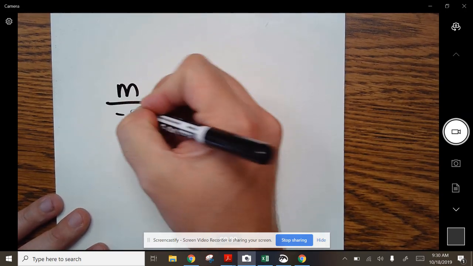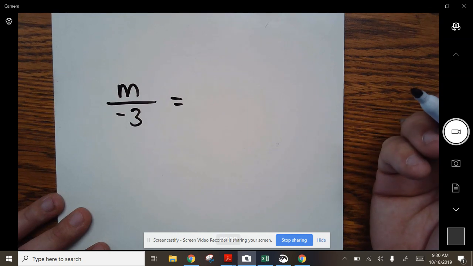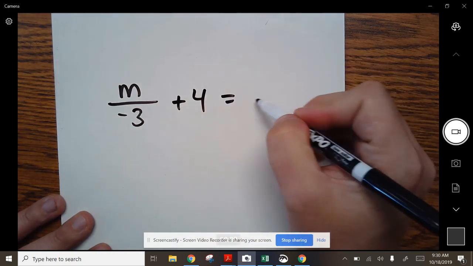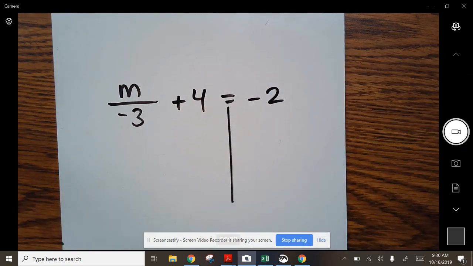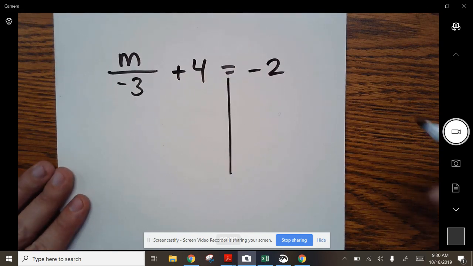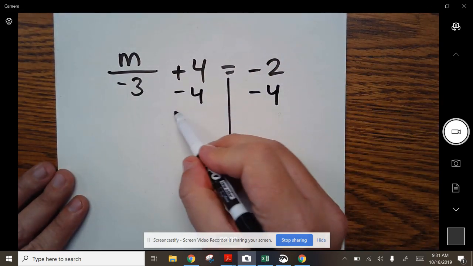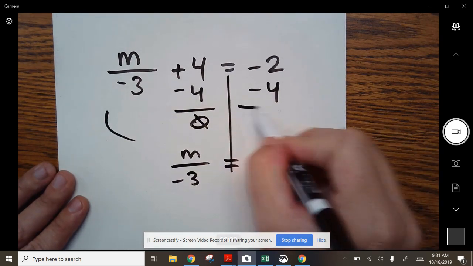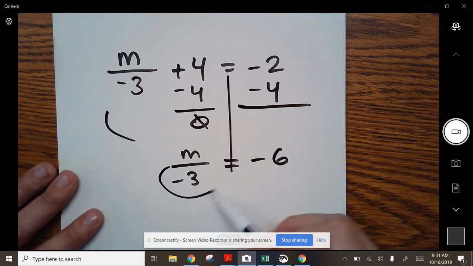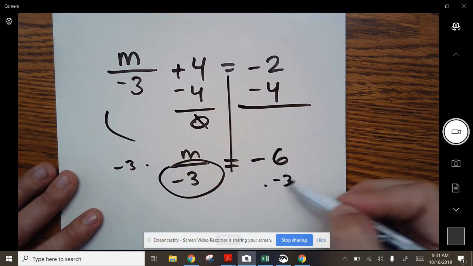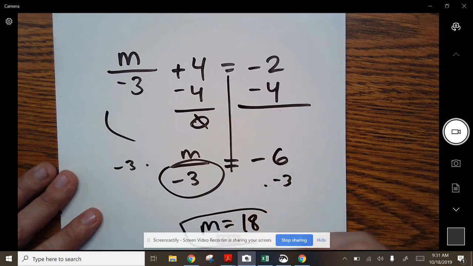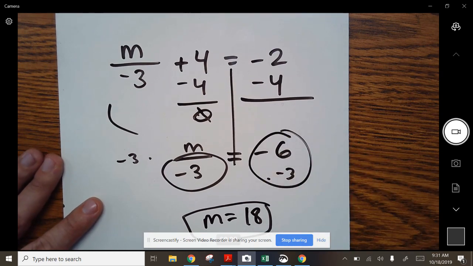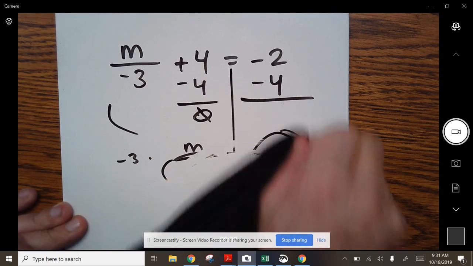If I do m over negative 3, actually forget that, plus 4 equals negative 2. You guys try to solve this one on your own. Subtract 4. First step. Bring this down. M divided by negative 3 equals, this is negative 6. Don't get that wrong. And then how do you get rid of a negative 3? You multiply it. M equals positive 18. Positive, because two negatives are multiplied. All right. Let's do one more.